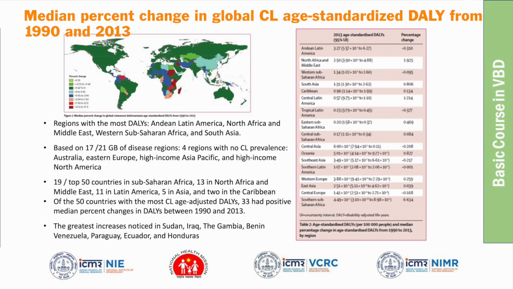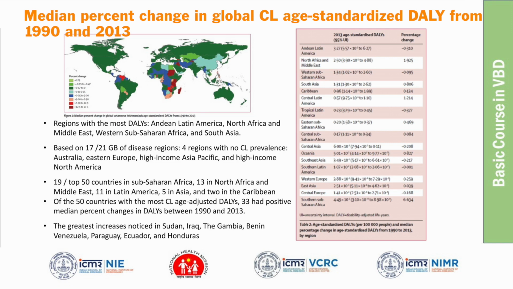Based on the 21 global burden of disease regions, 4 regions have no CL prevalence. They are Australasia, Eastern Europe, high-income Asia-Pacific countries, and high-income North America. These are the 4 regions where no CL cases are reported. Prevalence is nil. Of the top 50 countries, 19 are in Sub-Saharan Africa, 13 in North Africa and Middle East, 11 in Latin America, 5 in Asia, and 2 in the Caribbean region, where the prevalence is highest.